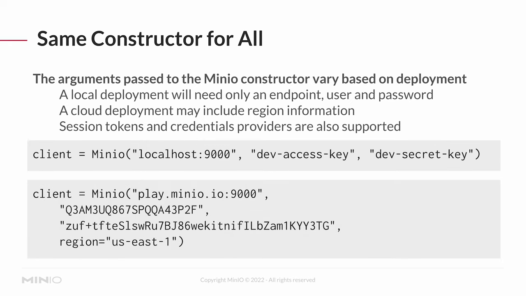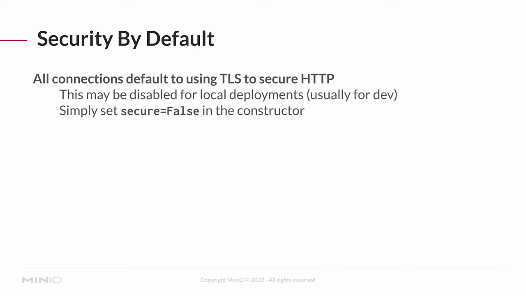If I'm going out to a cloud instance, maybe I need to go out to play.minio.io, that, by the way, that access key and secret key, those are actually legitimate. You can actually use those to connect to our play.minio.io, and then it has a region associated with it so that you can connect and see what's going on in that environment. But it doesn't matter whether we're talking about cloud or local or whatever we're going to do, it's the same basic constructor. Security is enabled by default. We always want to have secure connections. That constructor is also going to default to using TLS to secure your HTTP.